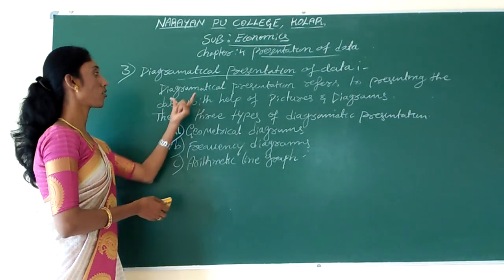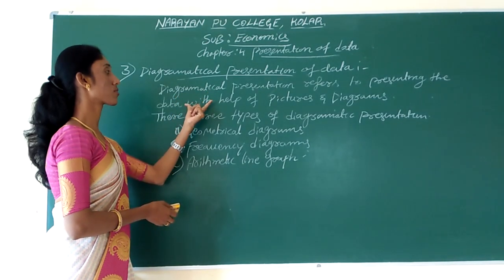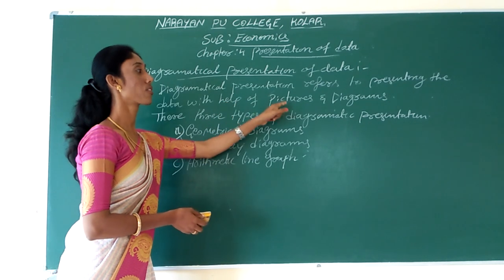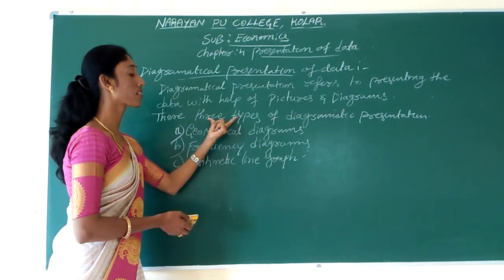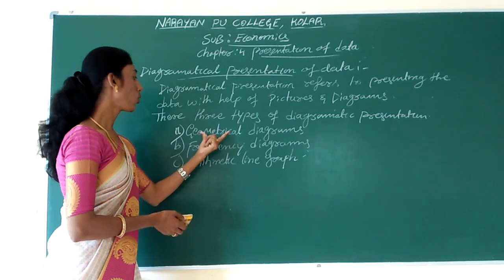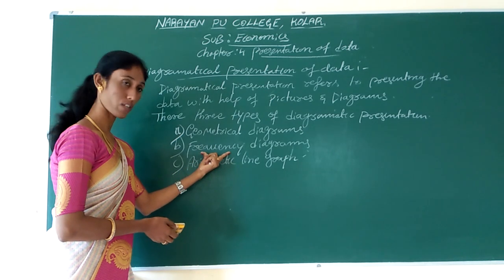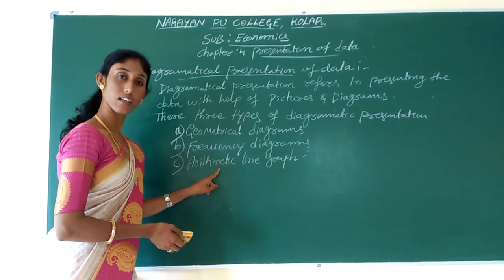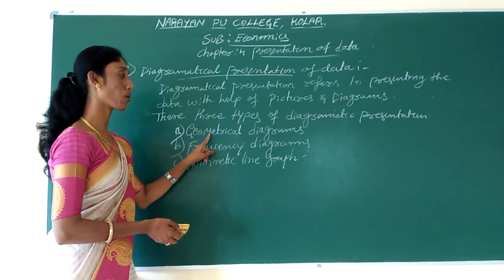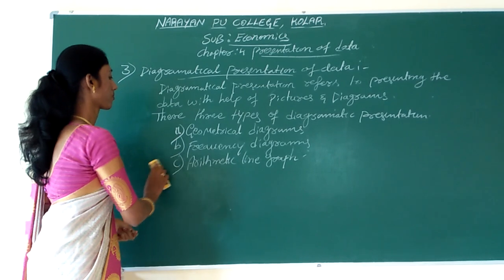Understood, right? The meaning of diagrammatical presentation is presenting with the help of pictures and diagrams. And in diagrammatical presentation there are three types or three forms. What are they? First one is geometrical diagram, second one frequency diagram, and third one is arithmetic line graph. Now we will discuss how to present the geometrical diagrams.